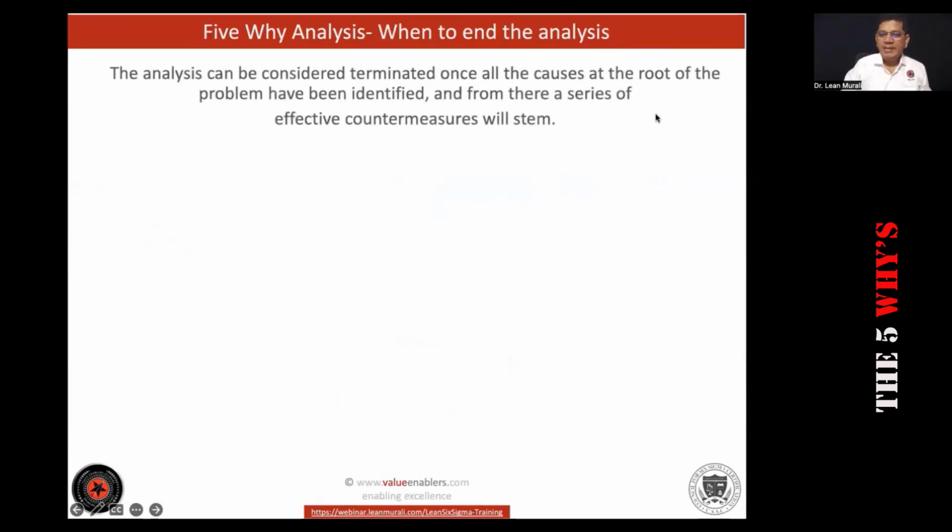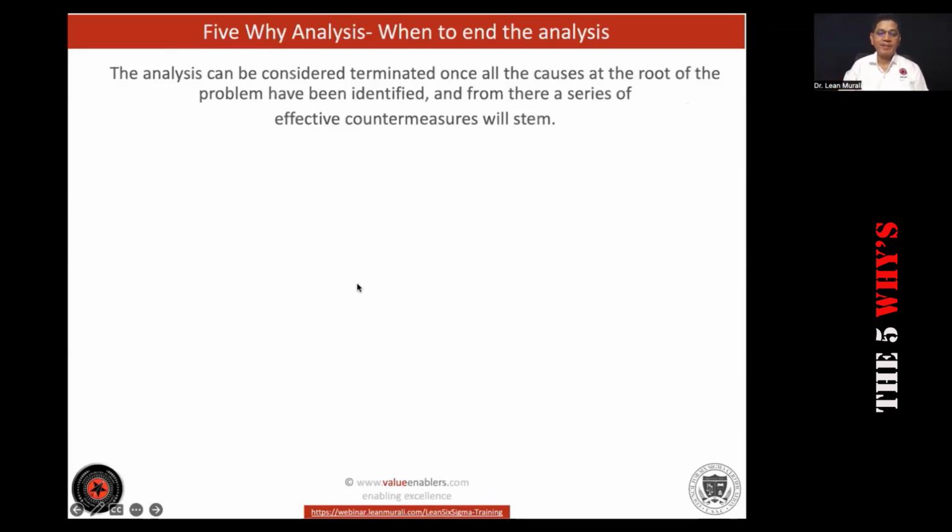Now, a little deeper. When to end the analysis? Some people ask when to. I already told you in the beginning. You can even give a countermeasure at the first cause, but don't do that. Analysis can be considered ended once all the causes, please understand the word, all the causes of the root of the problem have been identified, and from there a series of effective countermeasures will stem.